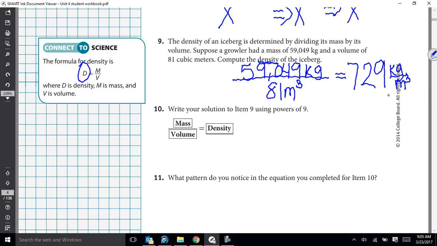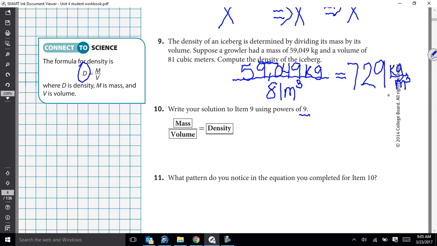All right, and that works out fine, right? We're all good with that? All we did was substitute values into the formula, and we got our answer. Now number 10 says, that's all great, but let's put everything in base 9. So it says using powers of 9.